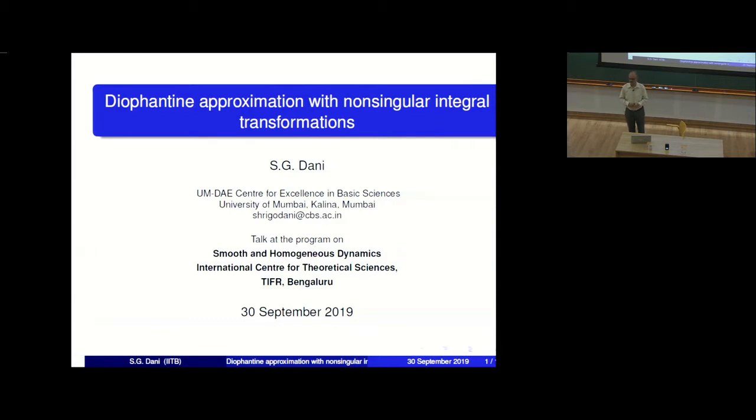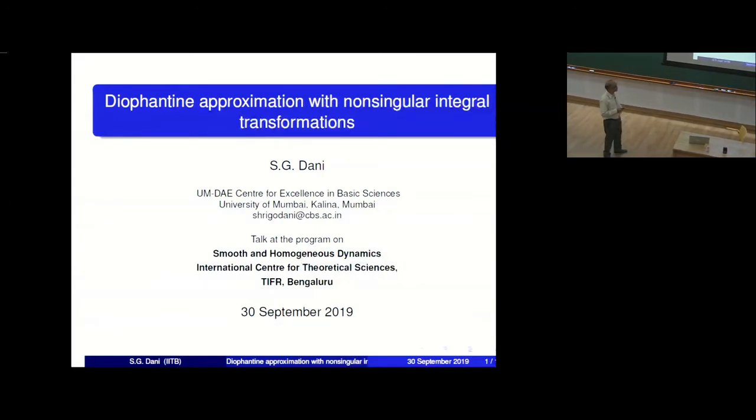I'm going to talk about a quite simple, elementary problem. What I'm going to say is something elementary, so I suppose you may be glad to look at something elementary after a full week of intense mathematics. Okay, so the question, as might be indicated already in the title, is Diophantine approximation with non-singular integral transformations.